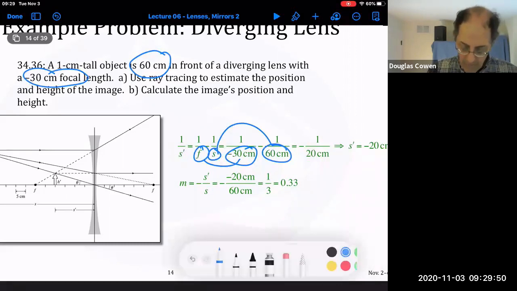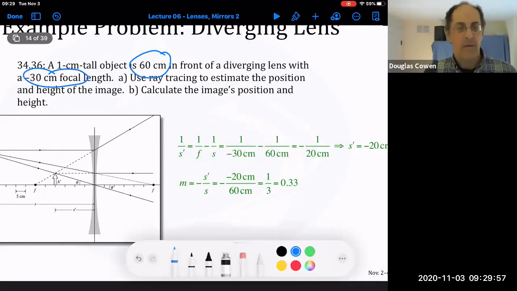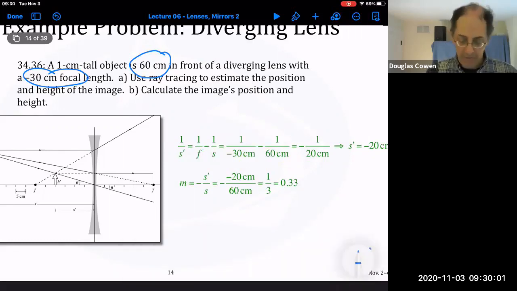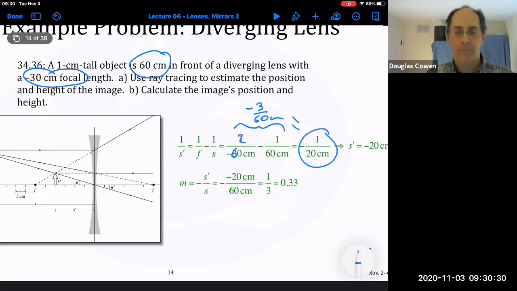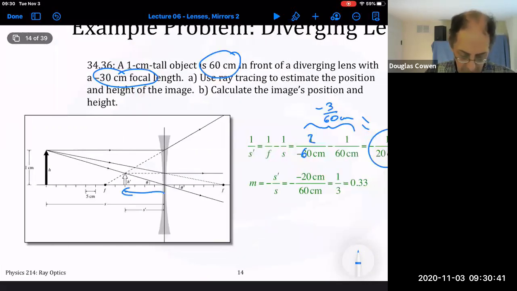And then I want you to be aware that it can be slightly tricky to deal with the fractions here. So just be a little careful when you're doing this kind of subtraction. So 1 over minus 30 minus 1 over 60 is equal to minus 1 over 20. One way you can do that is to make them both be 60 centimeters in the denominator. So I can make that from 1/-30 to 2/-60 centimeters. And then this whole thing here will be -3/60 centimeters, which is just -1/20 centimeters. And then we can solve for S prime, and it's -20 centimeters. So that will be -20 centimeters is this distance here.